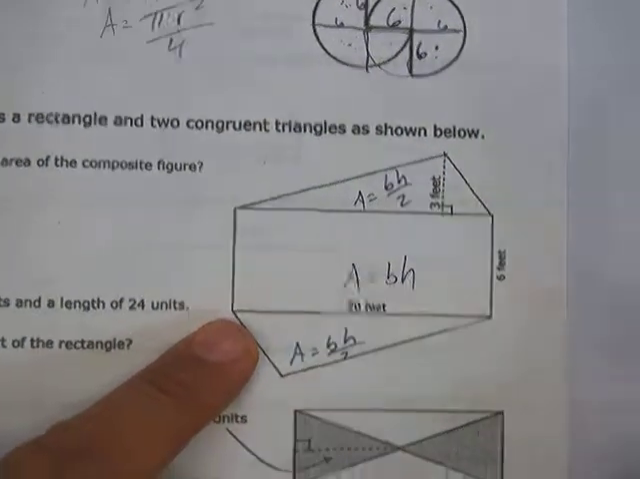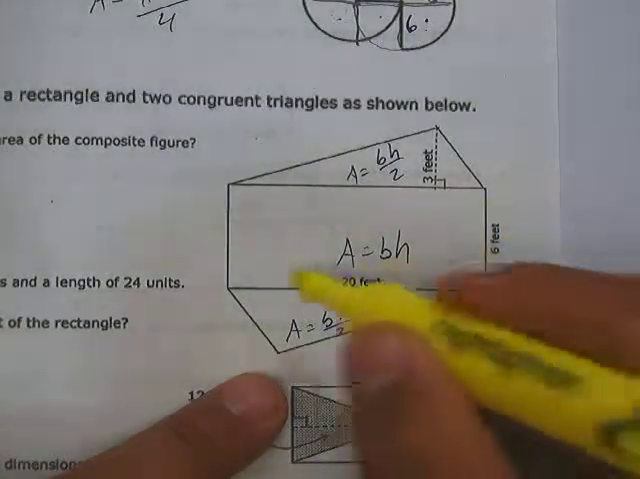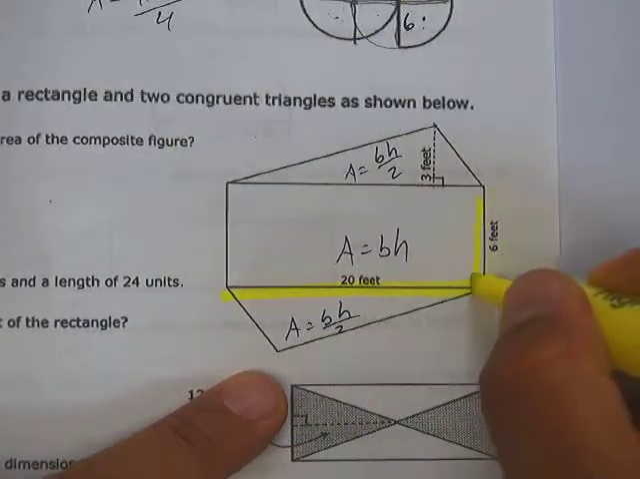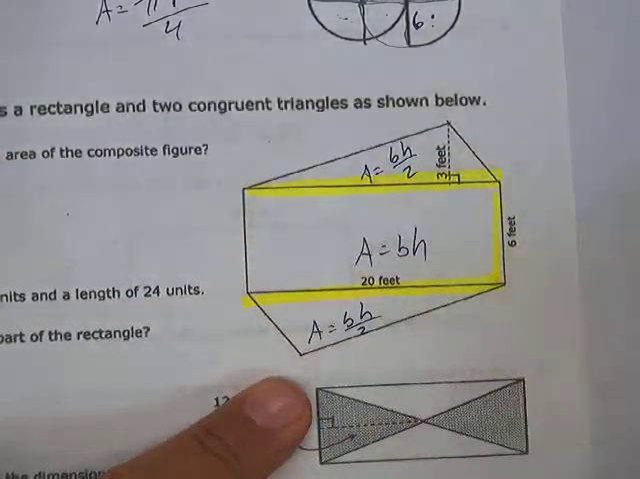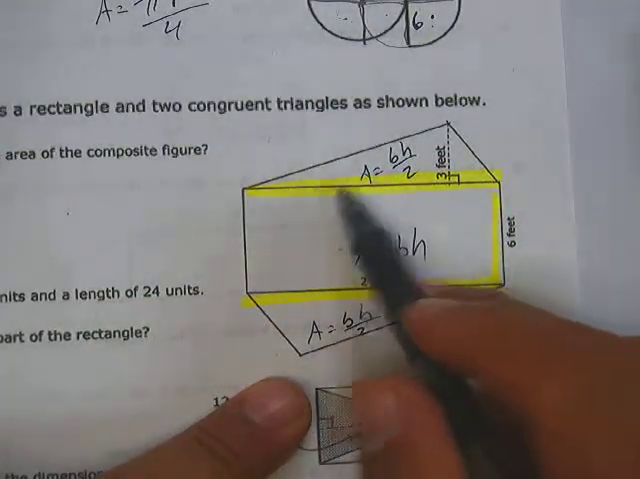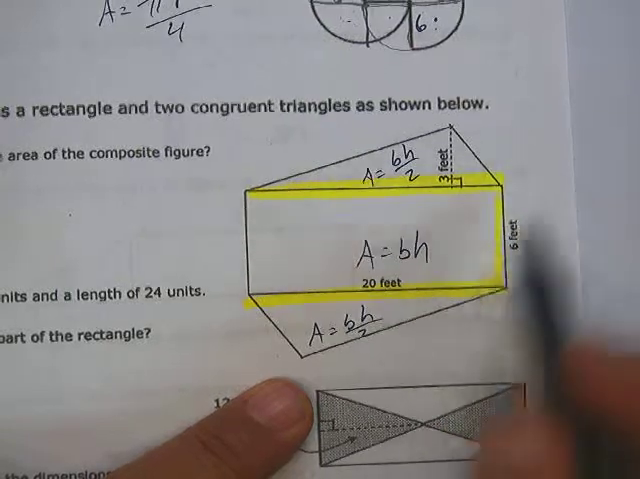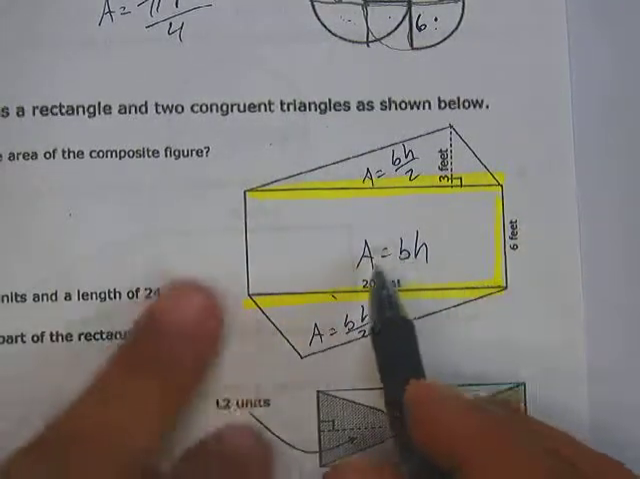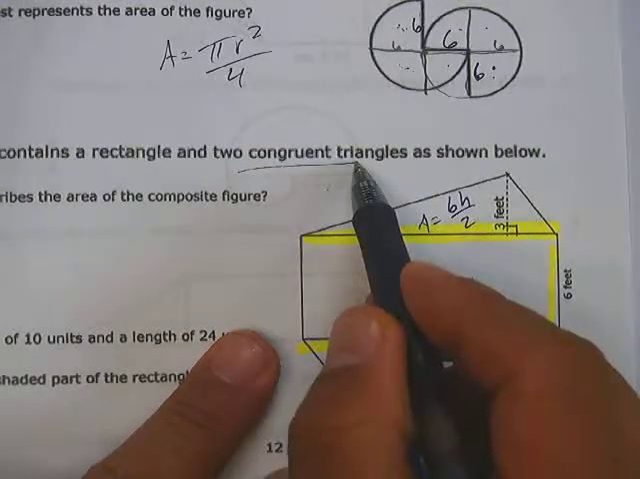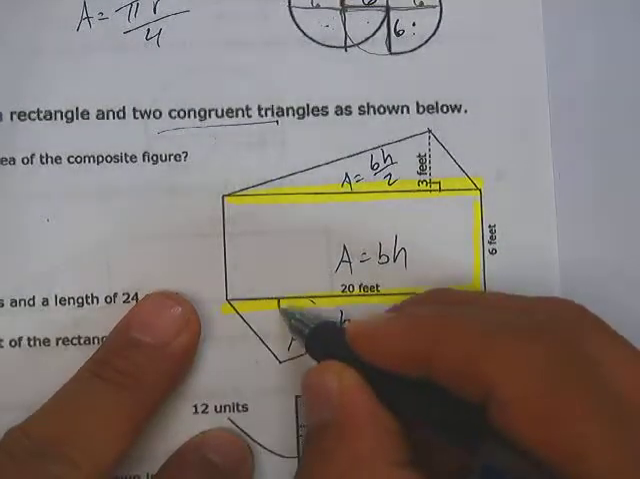Triangle, base times height divided by 2. Here, base times height divided by 2. Okay, so just remember this is your rectangle, 20 by 6. This is 20, this is also 20. Happens to be the base of the triangle here. It's also the base of this triangle.